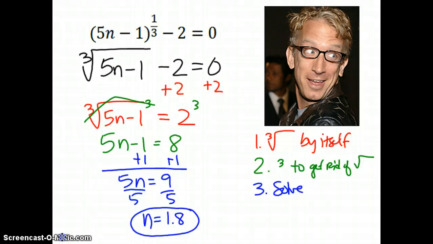And then our last step is to check our answer. If we put in the fraction, 5 times 9/5, we get, well, that's 9. So 9 minus 1 is 8. The cube root of 8 is 2. 2 minus 2 is 0. Perfect. Works out just lovely.